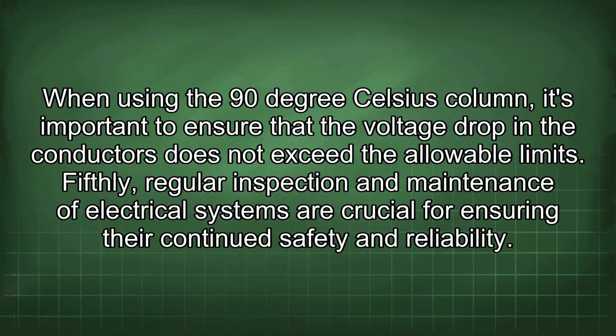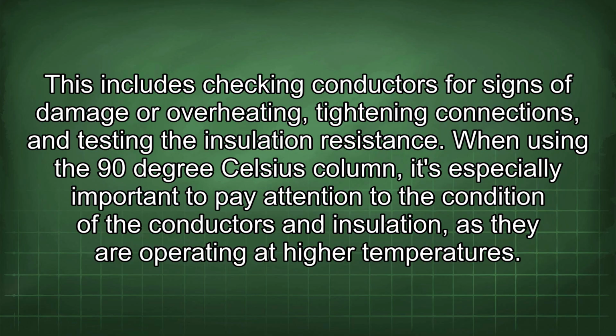Fifthly, regular inspection and maintenance of electrical systems are crucial for ensuring their continued safety and reliability. This includes checking conductors for signs of damage or overheating, tightening connections, and testing the insulation resistance. When using the 90 degrees Celsius column, it's especially important to pay attention to the condition of the conductors and insulation, as they are operating at higher temperatures.